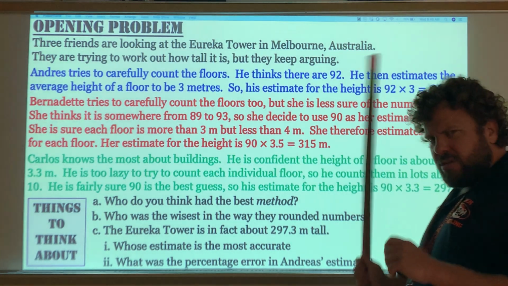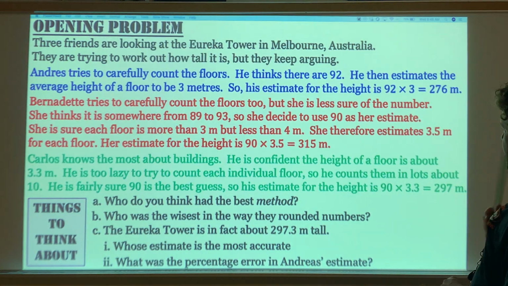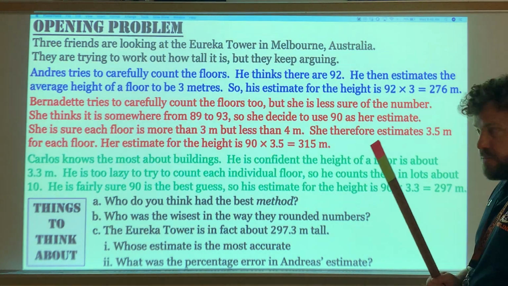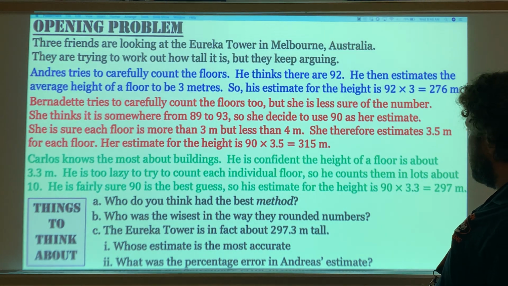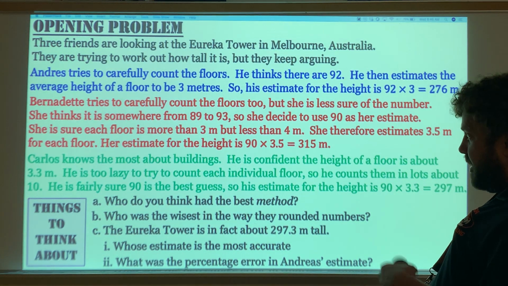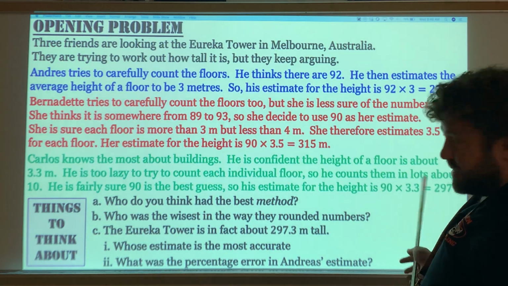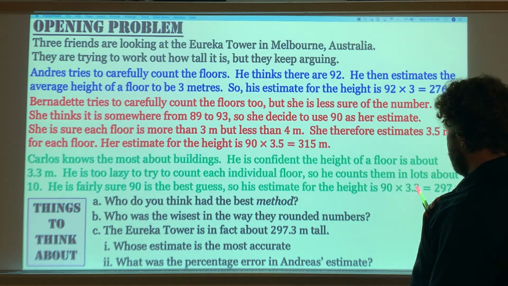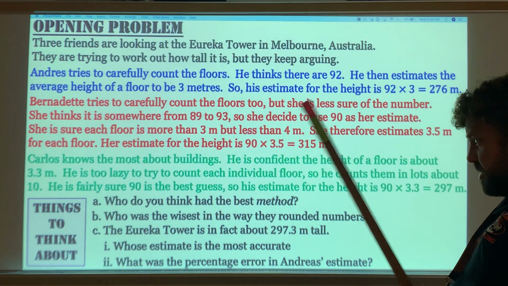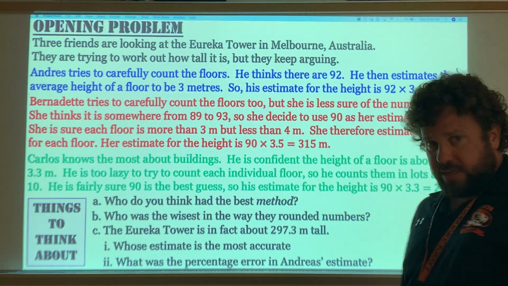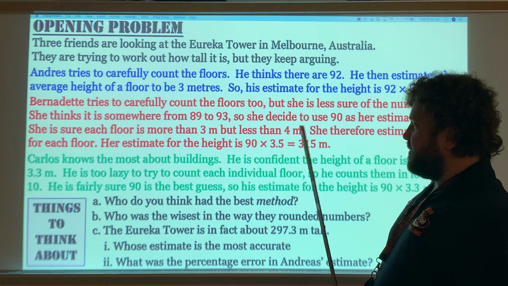Now, Carlos, he knows a lot about buildings. He wants to be an engineer. He's confident the height of each floor is about 3.3 meters. He's too lazy, though, to try to count the individual floors. So he counts them in lots of about 10, so just like chunks of 10. He's fairly sure 90 is the best guess, so he estimates the height to be 90 times 3.3, which is 297 meters. So what we're going to discuss as a class, but I want you guys to think about this if you're reading, watching my video.